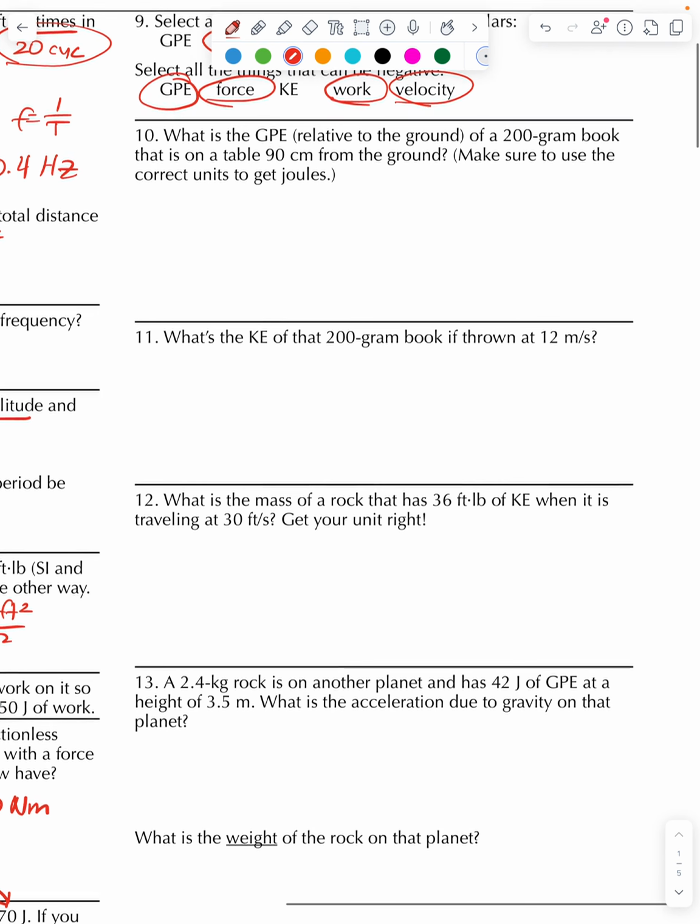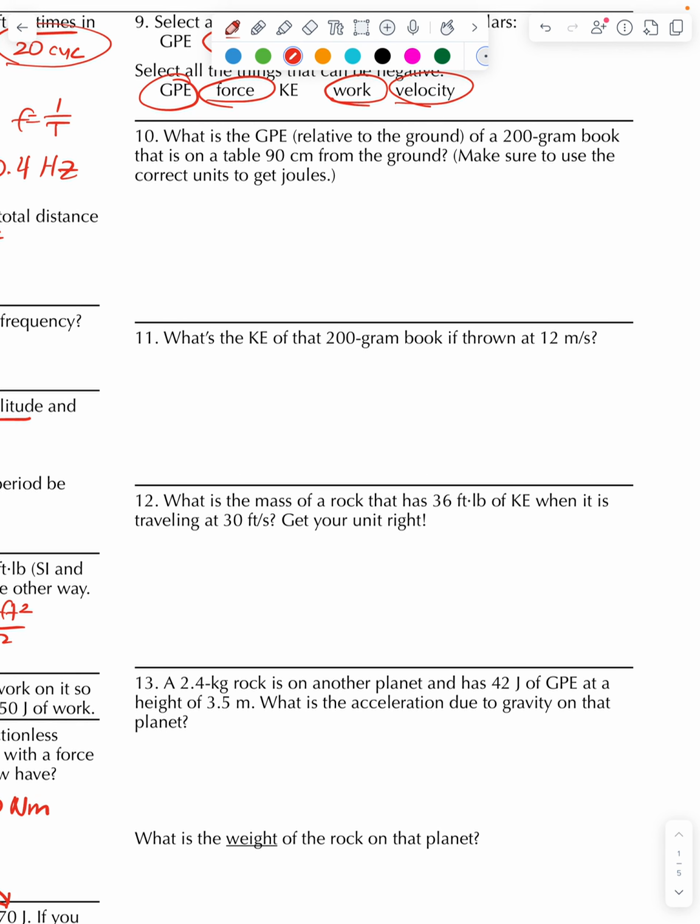All right, number 10. What is the GPE relative to the ground of a 200 gram, ooh, that should look ugly.